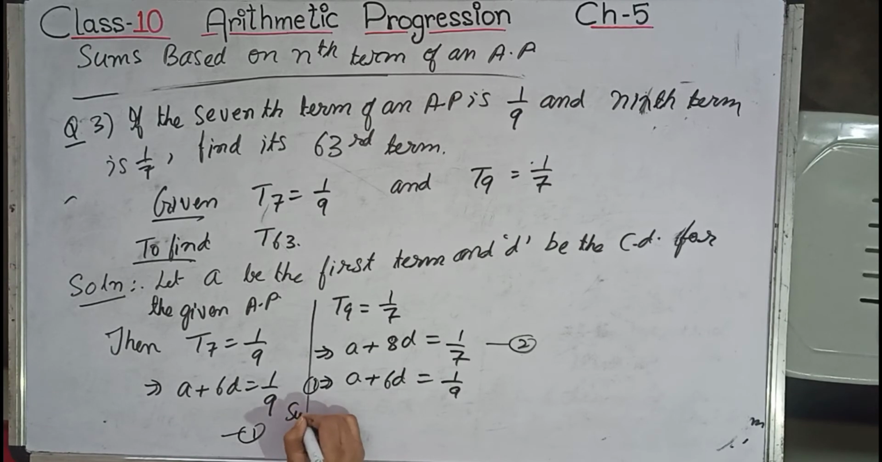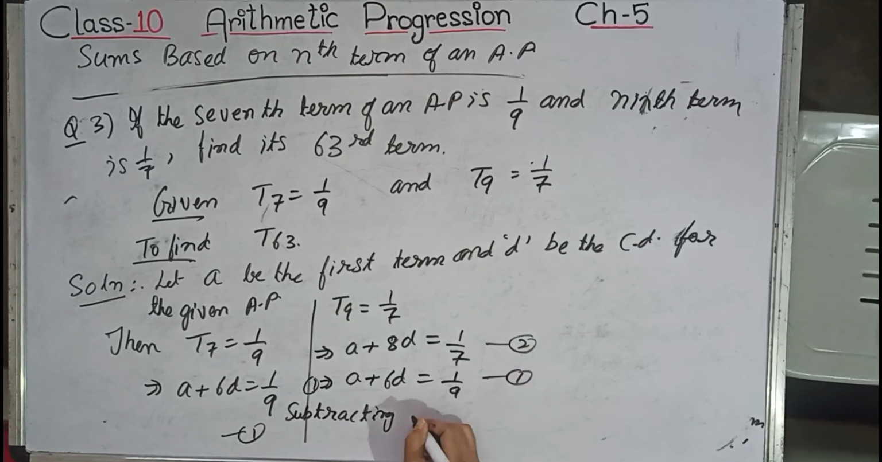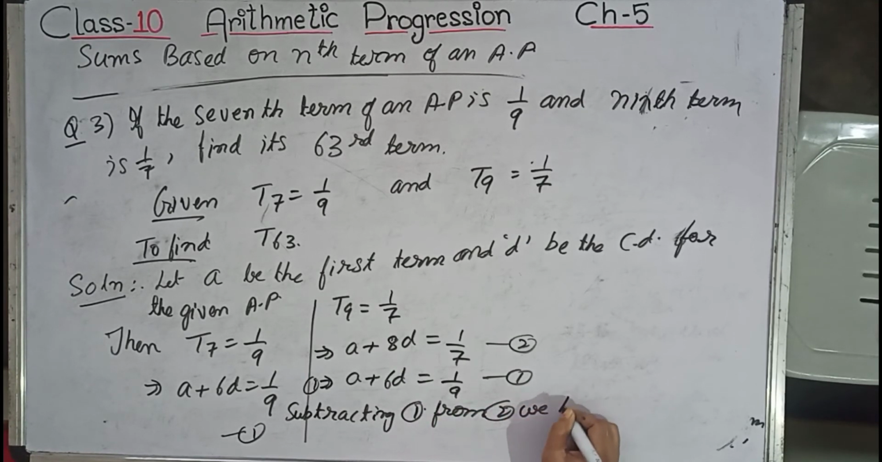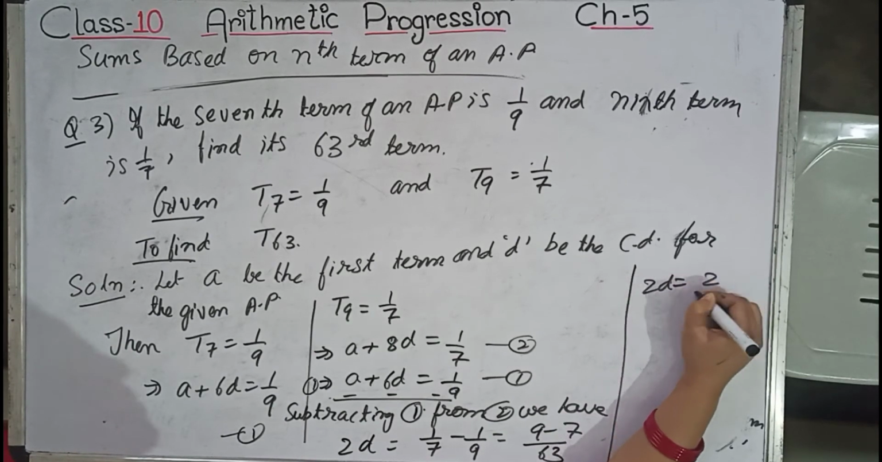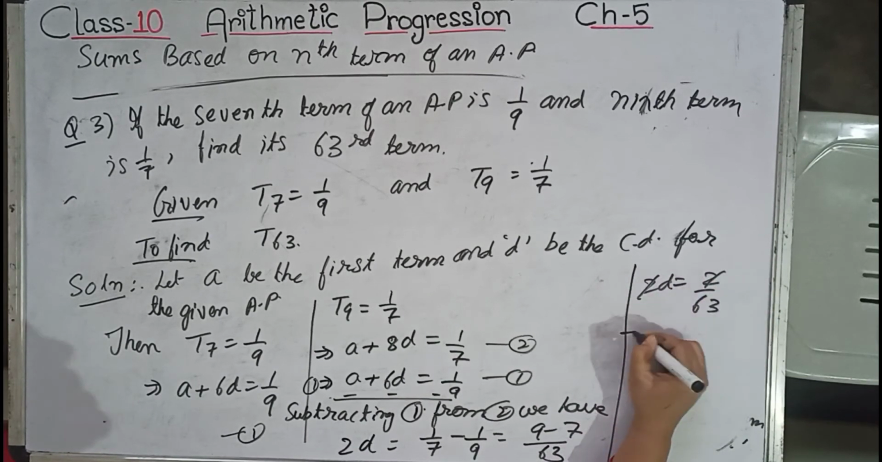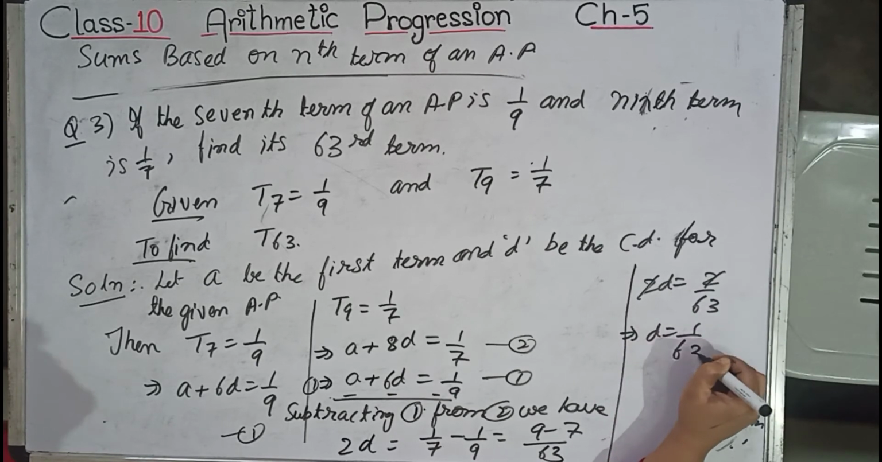I am subtracting it, either 1 from 2 or 2 from 1, your wish. 1 from 2. If we subtract it, A will be cancelled. 2D will be equal to 1 by 7 minus 1 by 9. This will be equal to (9 minus 7) by 63. So therefore 2D equals 2 by 63. This implies D equals 1 by 63.